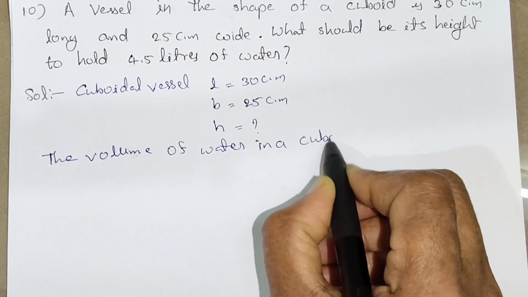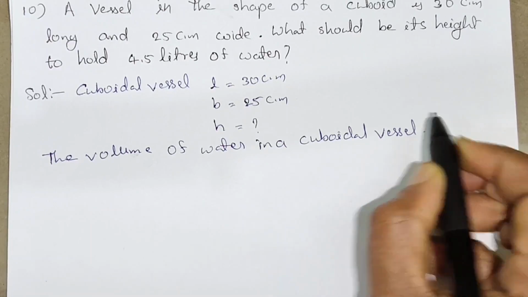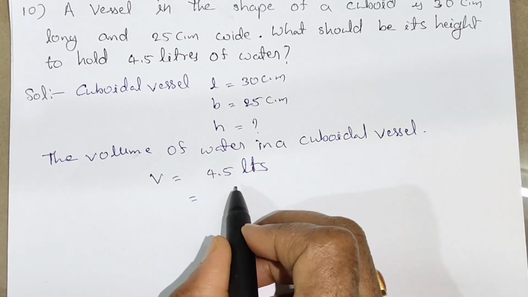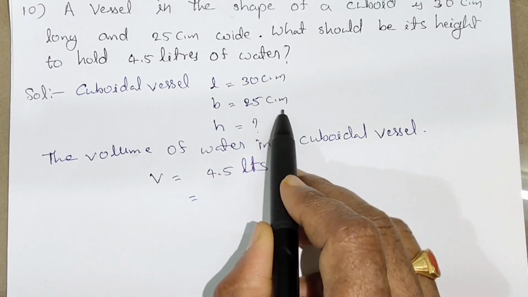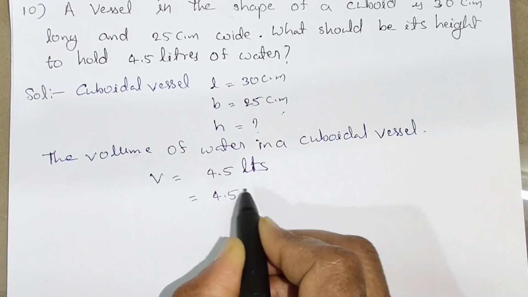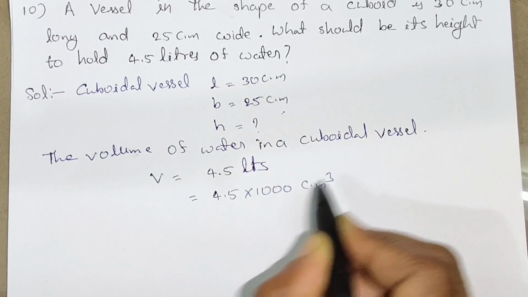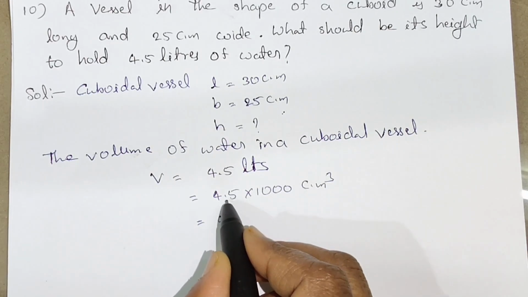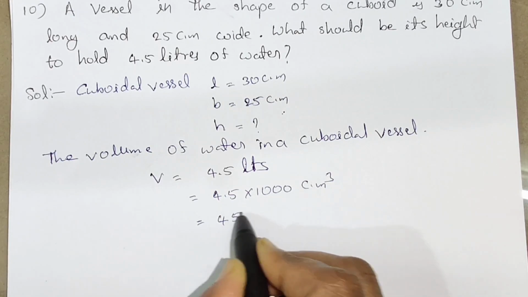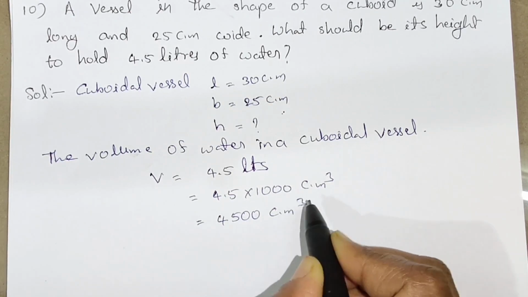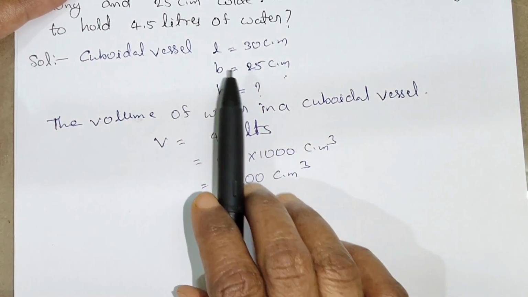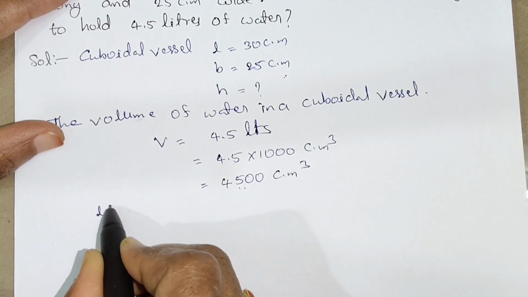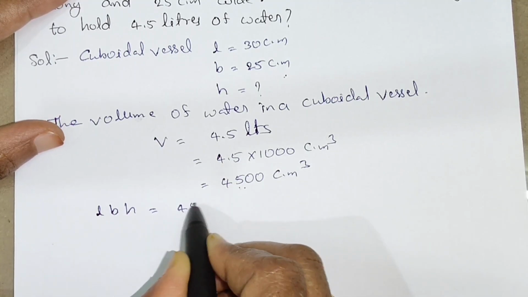So the volume of water in the cuboidal vessel is 4.5 liters. Here centimeters are given, so we convert liters into cubic centimeters: 4.5 into 1000 centimeter cube. One digit is already before the point, and 1 is followed by 3 zeros, so it is 4500 centimeter cube. Now these two are equal: the volume and the vessel capacity are both equal. So L B H equals the volume, 4500.